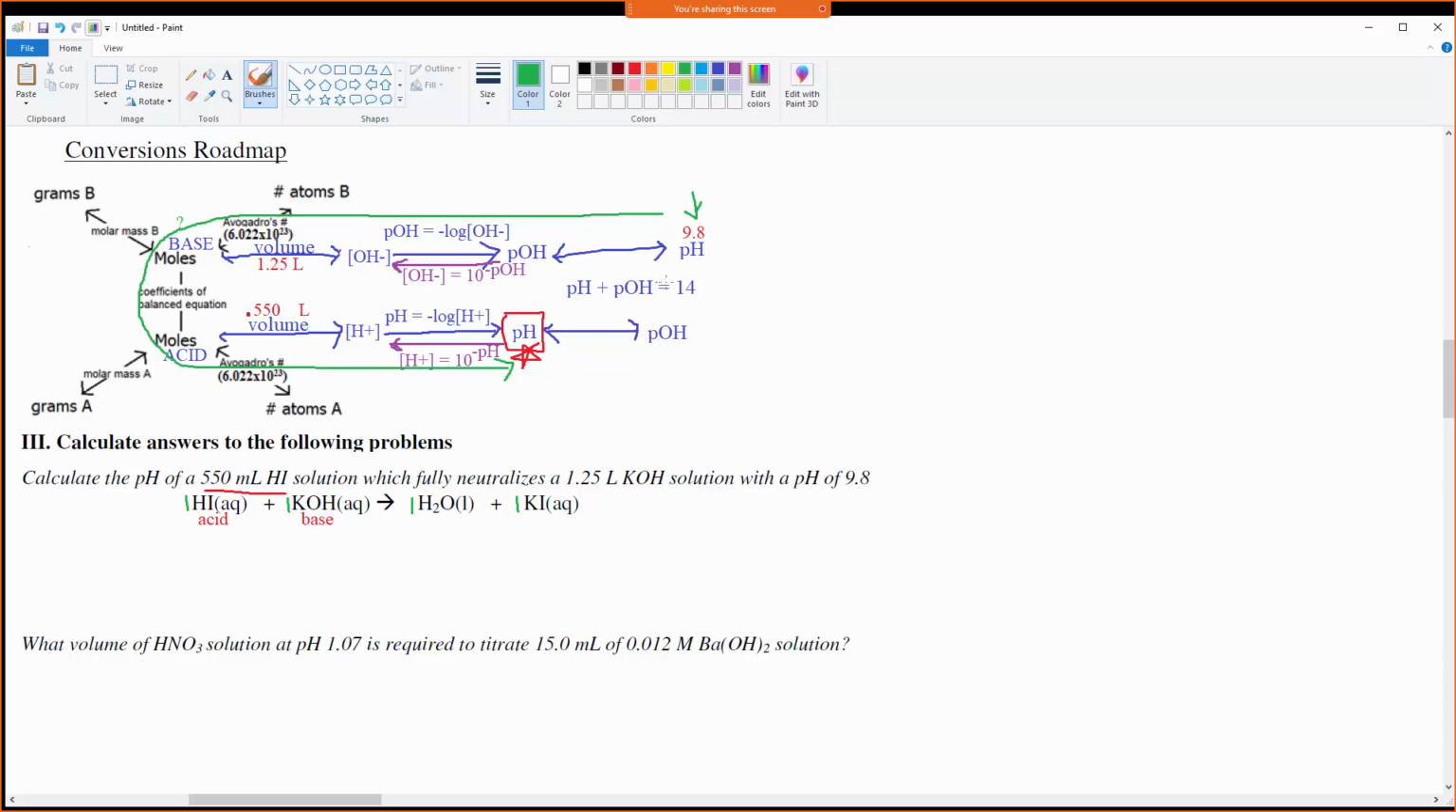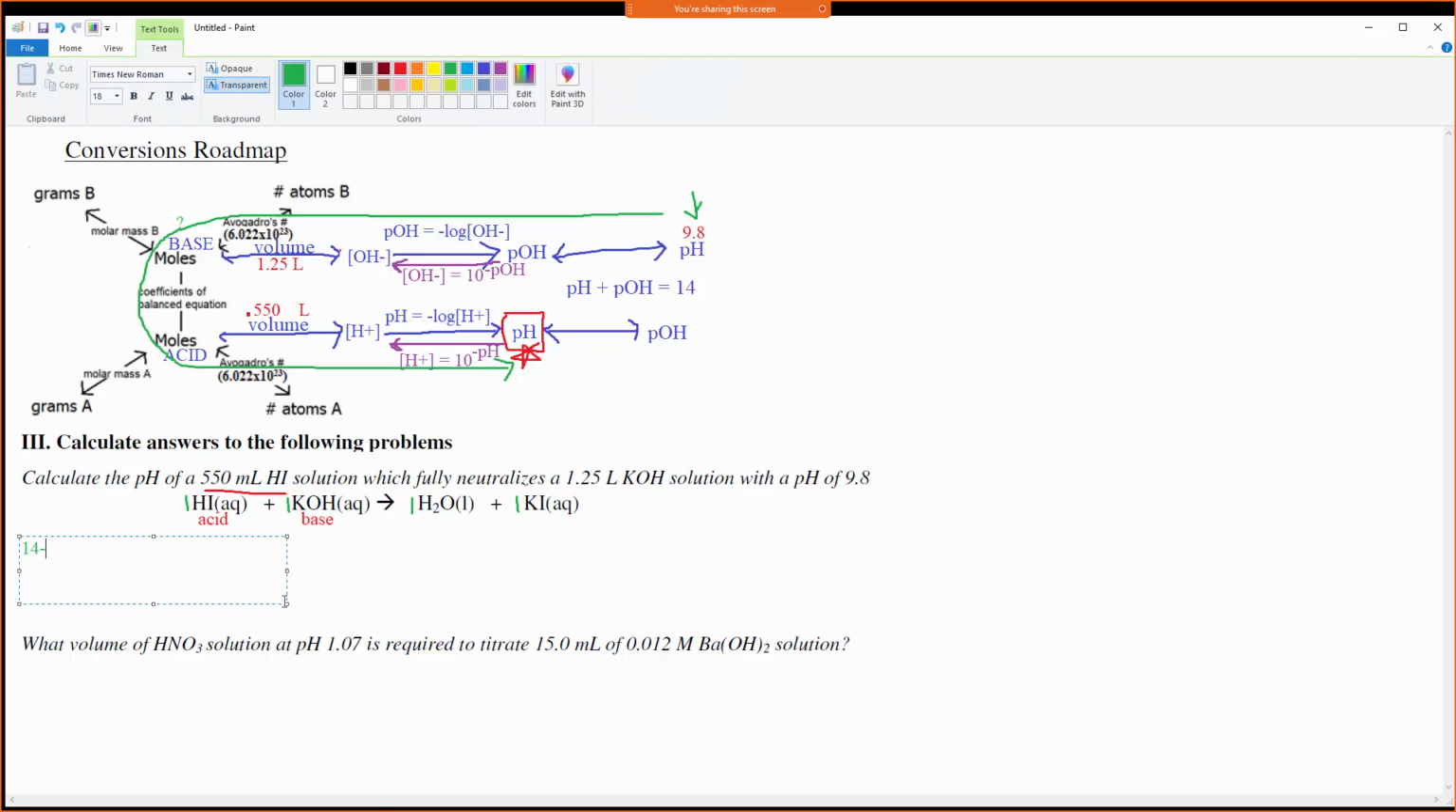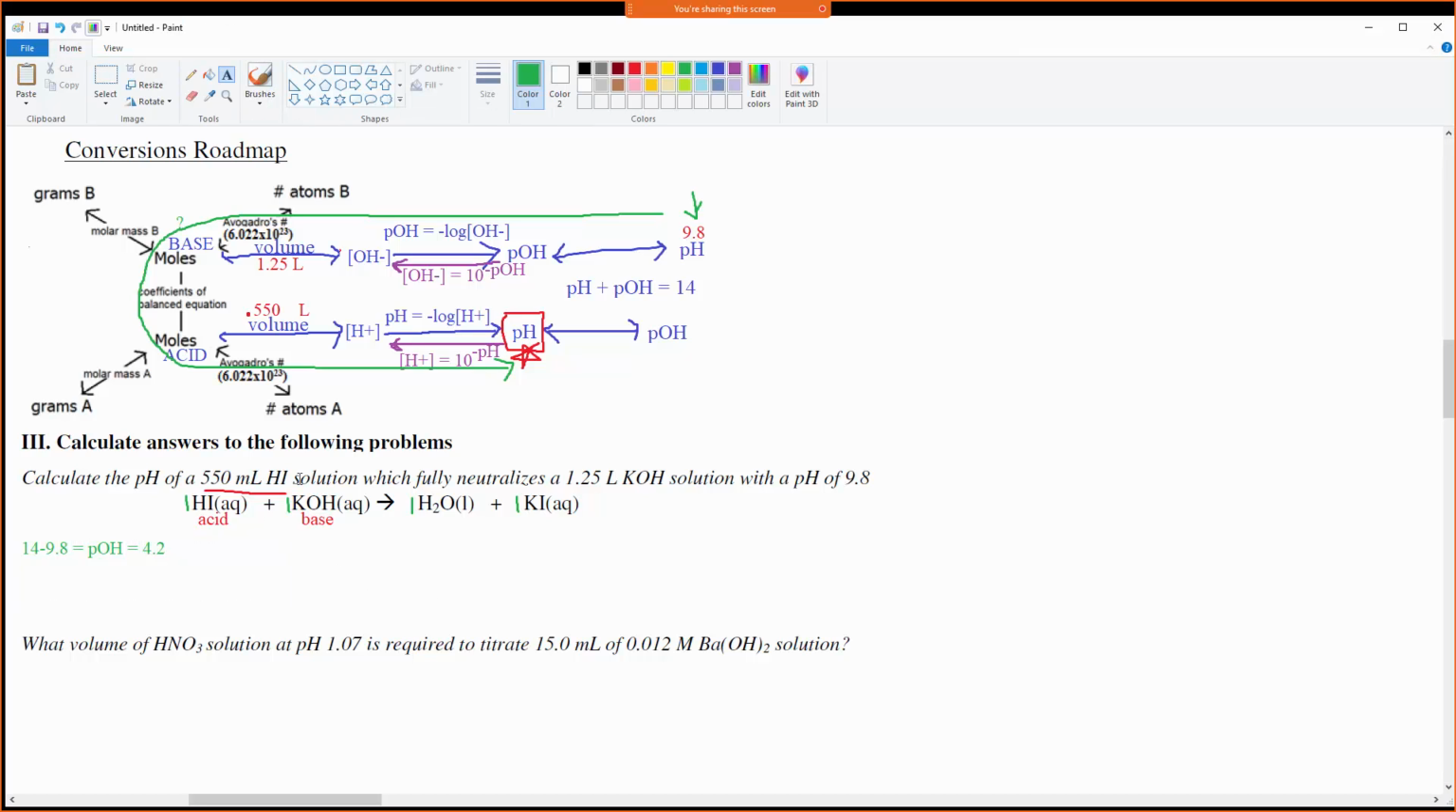Sarah's done our first step. She says, look, I'm going to use this. My pH is 9.8, so 14 minus 9.8 should give me my pOH. Go. Which is 4.2. That's right. Good. Our next step is from here, we want to go this direction.